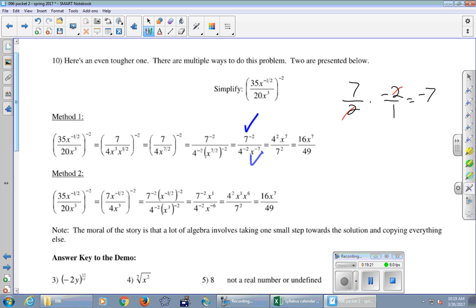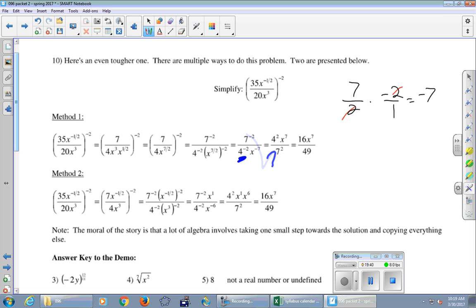And so there's my x to the negative 7. 7 to the negative 2 was copied. 4 to the negative 2, lots of copying. Okay, and then last step here, I've just got lots of negative exponents. Remember, negative exponents mean move. So we're just going to move everything. Where does the 7 to the negative 2 go? Downstairs, becomes 7 to the positive 2.